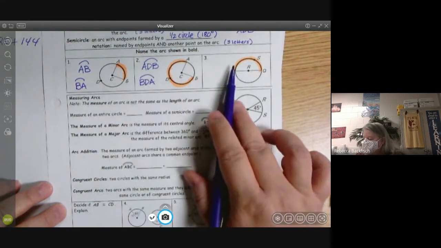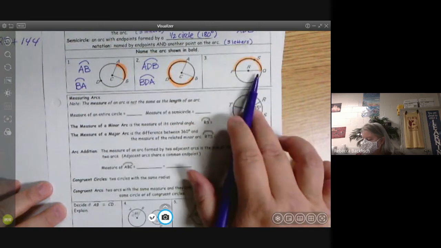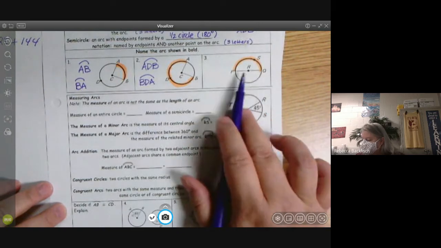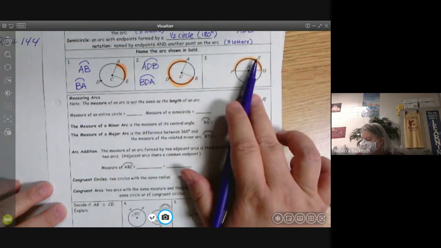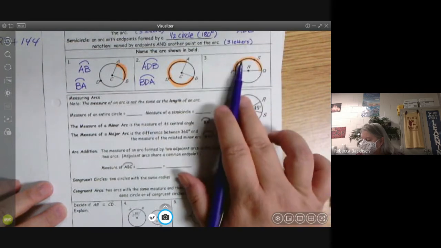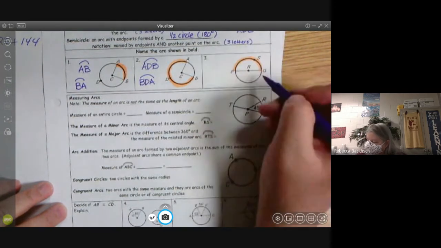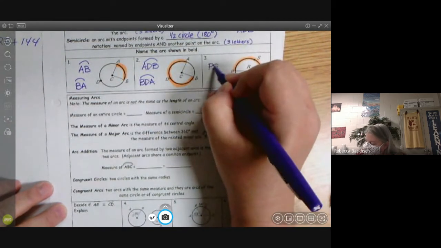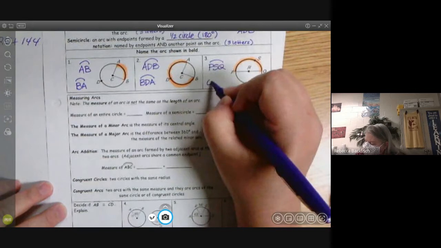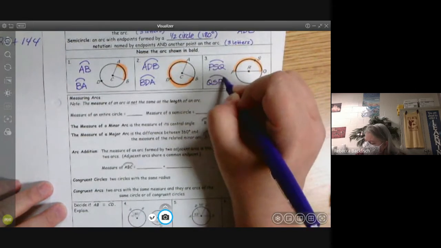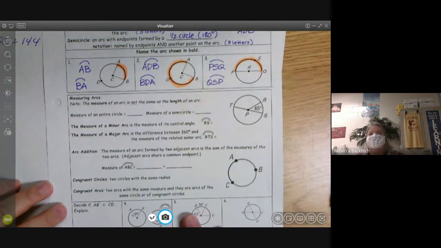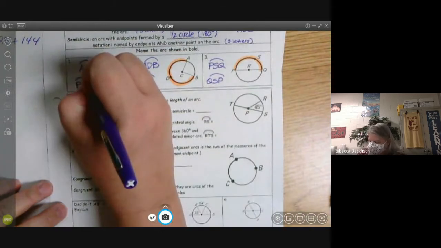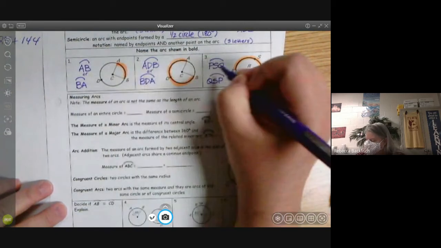Okay, and here we just said we're going to use 3 letters for a semicircle. So for this arc up here, I would say PSQ or QSP to point out that I'm going the direction that passes S on the way. So PSQ or QSP. I'm going to put that or, because either one of these is fine in each case.